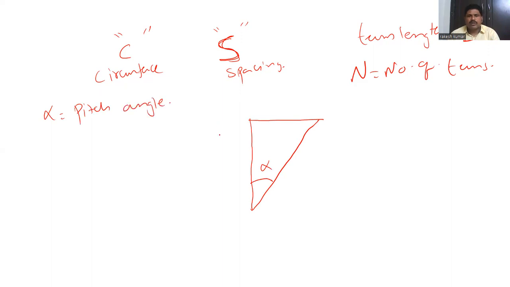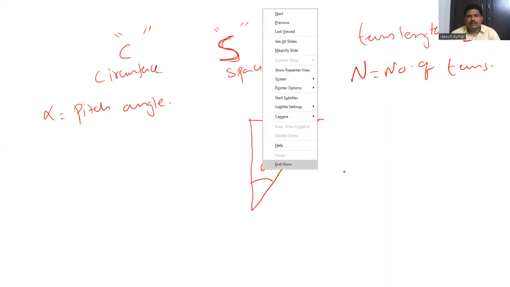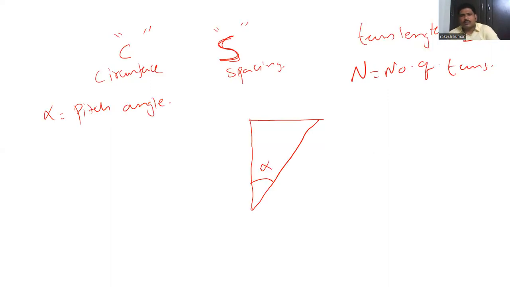Okay, so what is this pitch angle? Pitch angle is defined as the angle between a line tangential to the helix wire and the plane normal to the axis of helix. So pitch angle alpha is defined as the angle between a line tangential to a helix wire and the plane normal to the axis of helix. Okay, so that is the definition of the pitch angle.